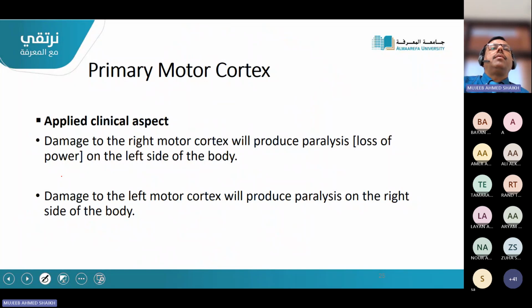So the function of primary motor cortex is to control motor activity. Damage to the right motor cortex will cause paralysis or loss of power. Another name for paralysis is loss of power. I cannot move my hand or whole limb or the whole left side or right side of the body. This is called paralysis, and it will occur on the left side. If damage is on the right side, left side will be paralyzed. Opposite to that, if damage to the left motor cortex, paralysis will be on the right side or loss of power on the right half of the body muscles.